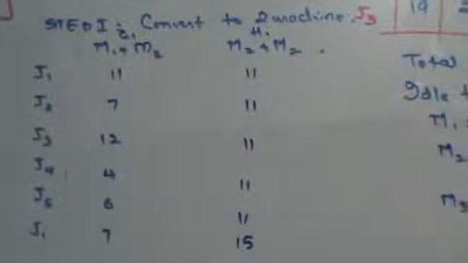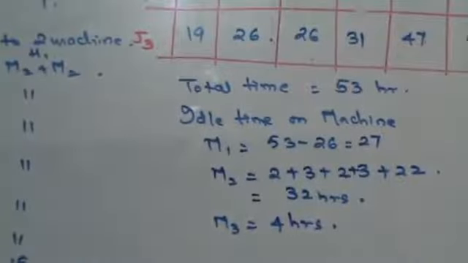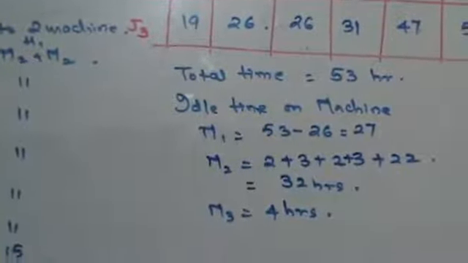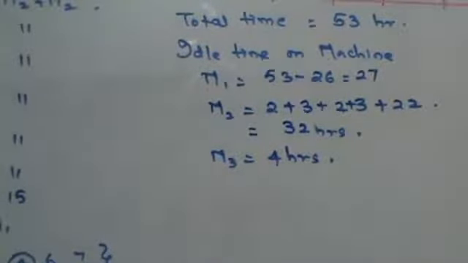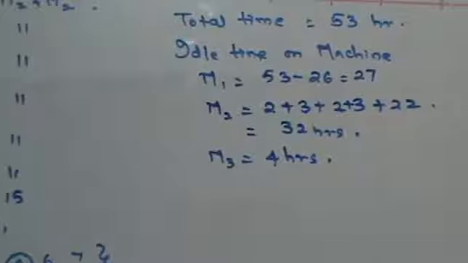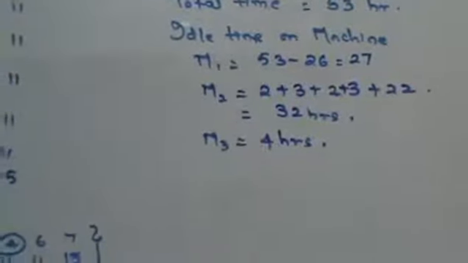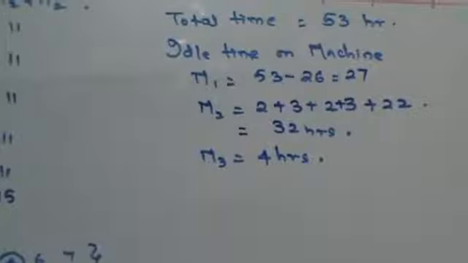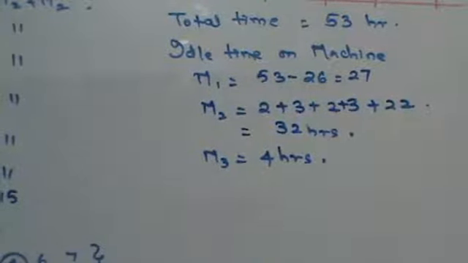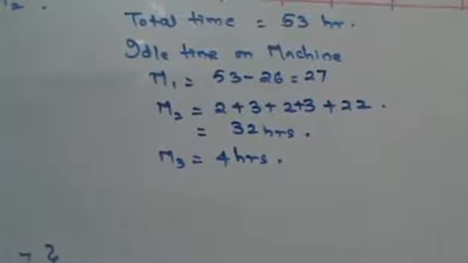Now, we will do the sum from the exercise. Question number 2. Not this one, the 3 machine one, the second one. Right? Let's see this.